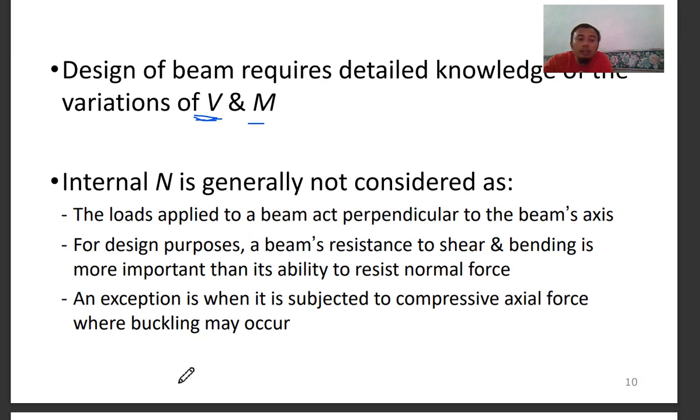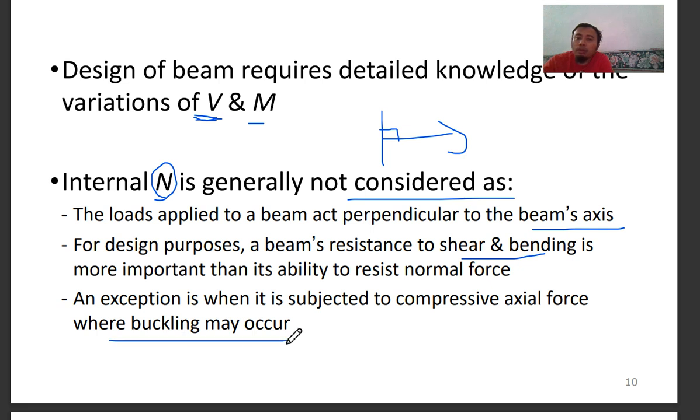Internal normal force is generally not considered, as the loads applied on the beam act perpendicular to the beam axis, because the load is perpendicular, as shown, 90 degrees. So for design purposes, a beam's resistance to shear and bending is more important than its ability to resist normal force. An exception is when it is subject to compressive axial force, where buckling may occur.